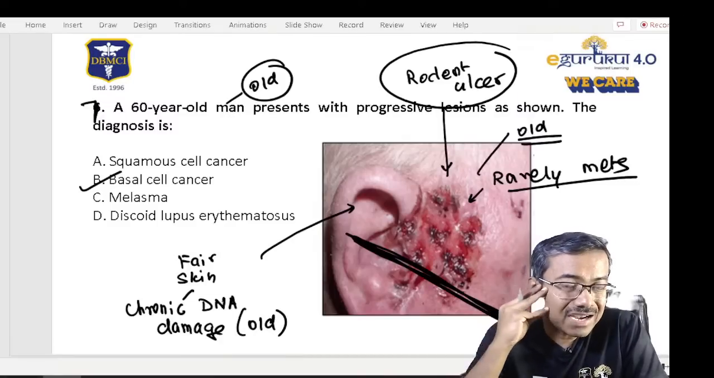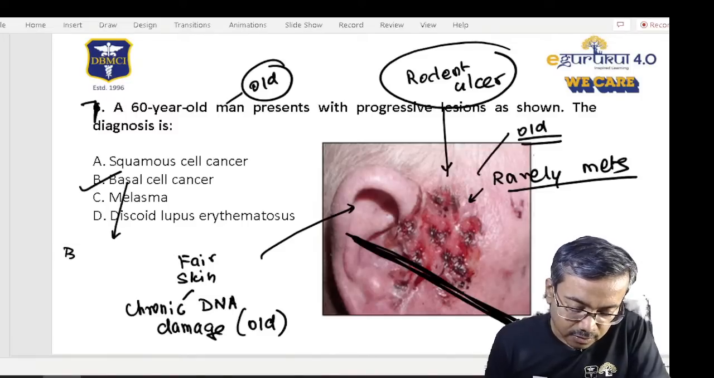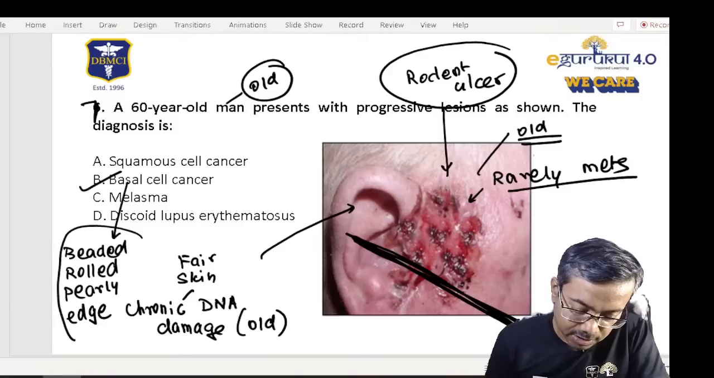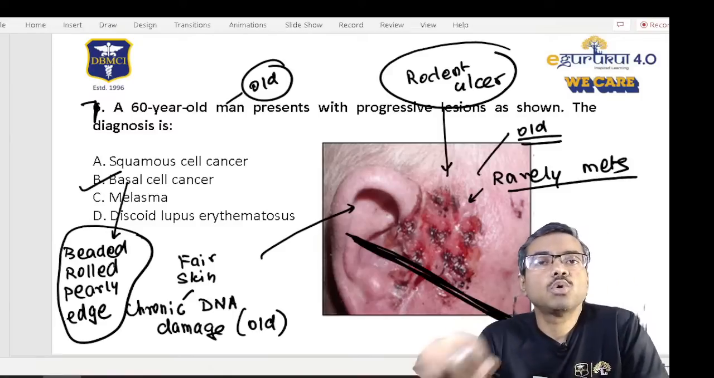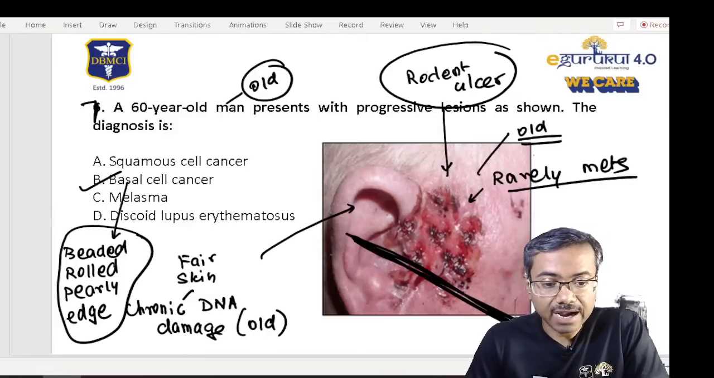So rodent means it's a very destructive ulcer. And this destructive ulcer typically has what we call a beaded, rolled pearly edge. Remember these words. See the words that we're using. Very important words. Beaded, rolled pearly edge. That's the edge for a BCC disease. That's basically basal cell cancer.